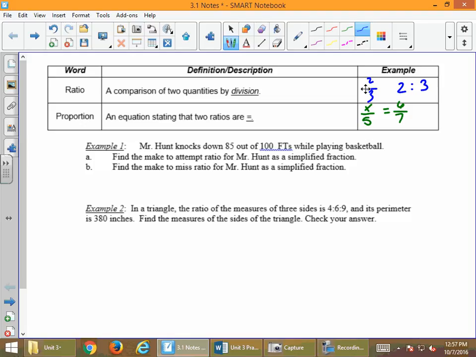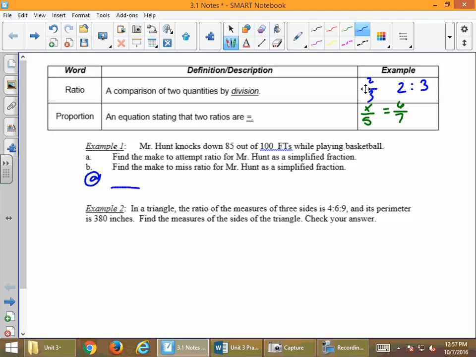In this first example, we're going to work on setting up ratios. It says Mr. Hunt knocks down 85 out of 100 free throws while playing basketball. Okay. Find the made to attempt ratio for Mr. Hunt as a simplified fraction.